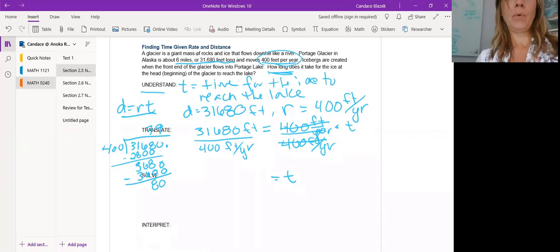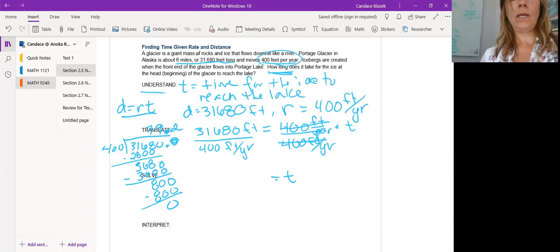So I'm going to add a 0.0. We're going to bring in the decimals, so bring up that point there. Bring down the 0. 400 goes into 800 2 times. 2 times 400 is 800, and that's my 0. All right, so through the long division, we know that our time is 79.2 years.